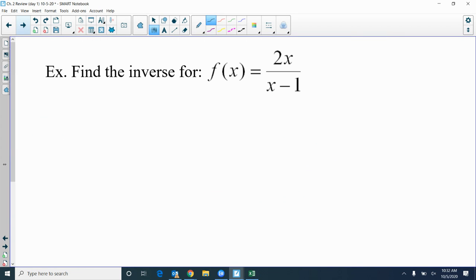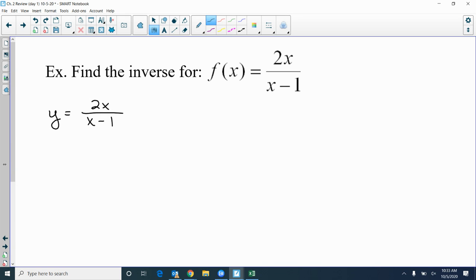These are a little bit more involved with the algebra than that first one. So take a look at this one: f of x equals 2x over x minus 1. We're going to find the inverse. Then we're going to find the domain and range. So take out the f of x, make it y.